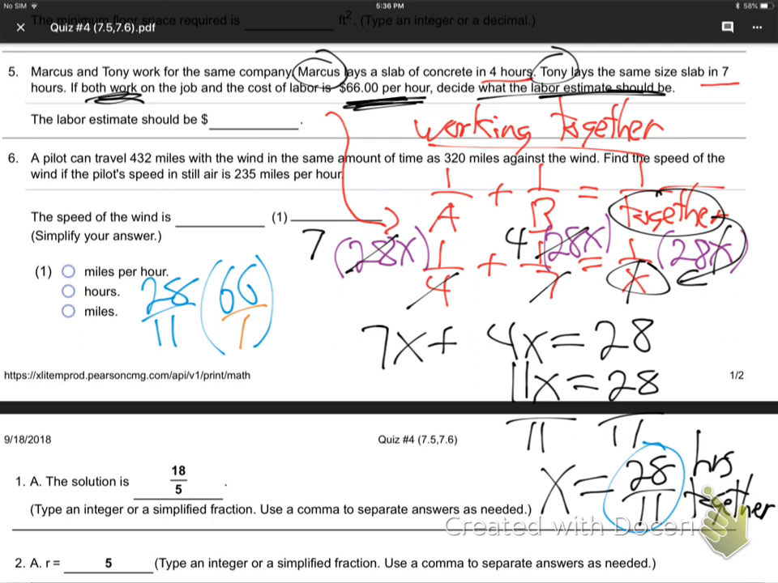Put this over 1, 11, cross cancel, 11 into 66. 6 times, use your calculator, 6 times 28. 168. $168. That's how much it's going to cost them, because they'll spend 28/11 hours working together, and they make $66 per hour. So multiply by 66, get $168.